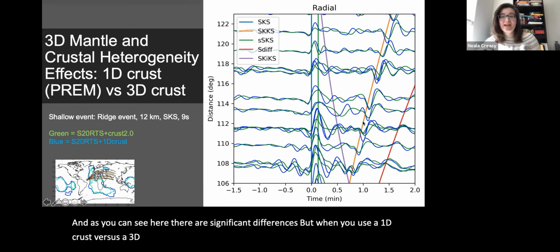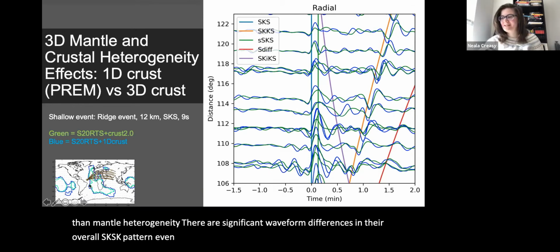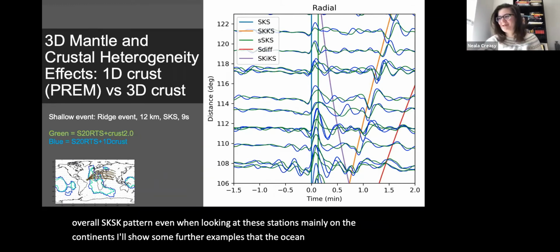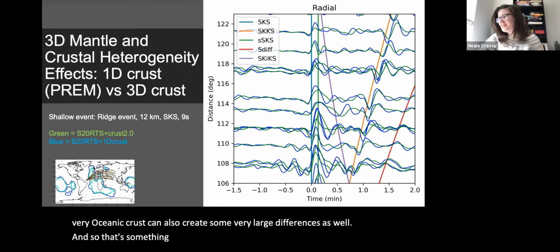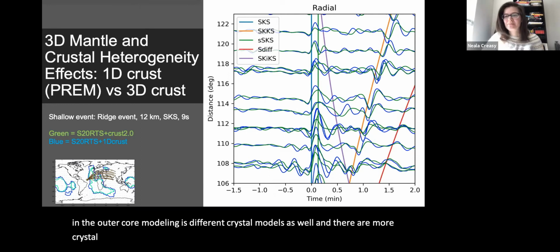And actually, I would almost say that it has a larger effect than mantle heterogeneity. There are significant waveform differences in the overall SKS pattern, even when looking at stations mainly on the continents. I'll show some further examples that oceanic crust can also create some very large differences as well. That's something really interesting to explore also in the outer core modeling: different crustal models. And there are more crustal models than just Crust 2.0.